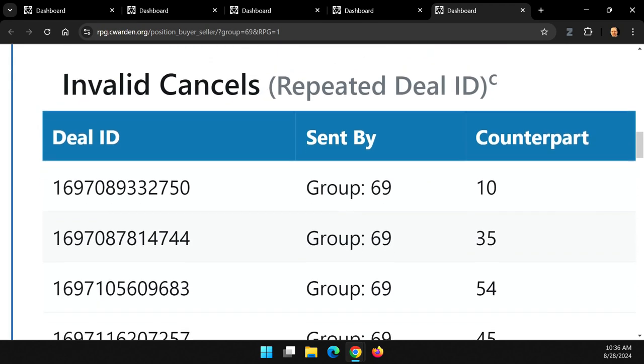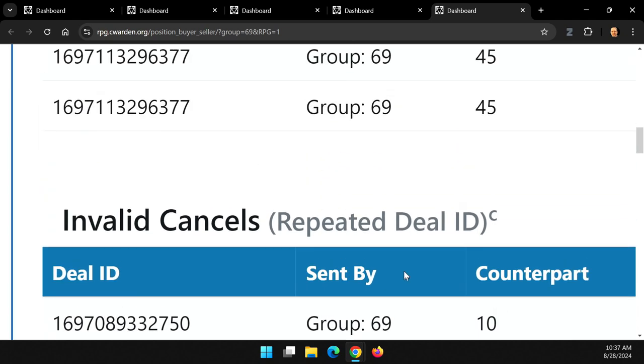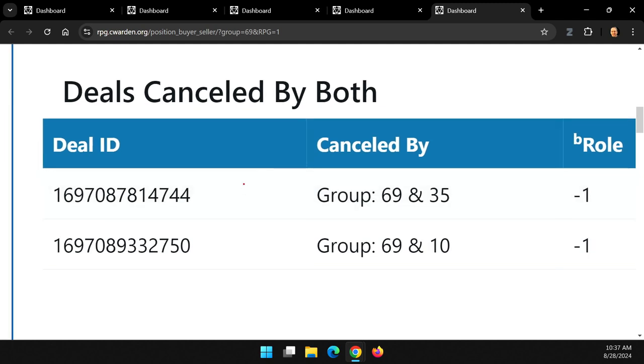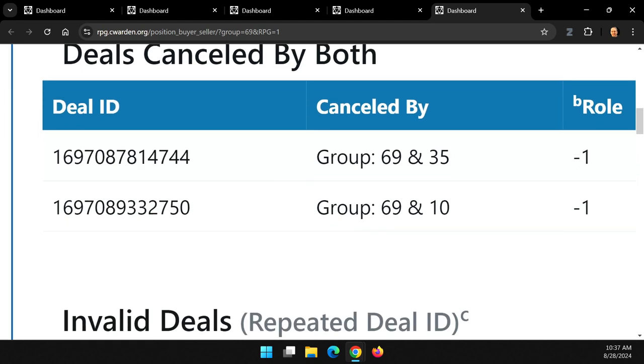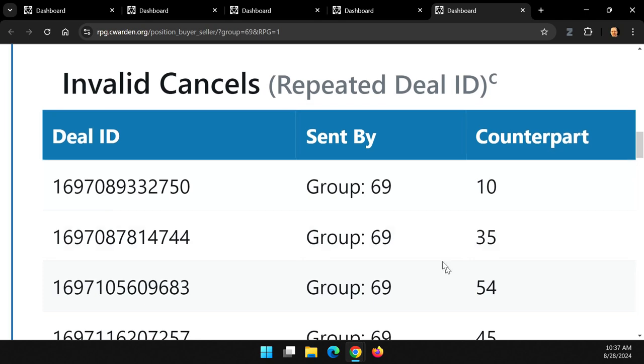If we look at this first number here, 750, we can see that it's sent by group 69, and the counterpart is 10. Okay, so 750 is the key here. And if we come up, we also see that 750 actually was canceled, right? So this deal was already canceled. But what happened? The teams, or one of the groups, or both of the groups sent it again, and there it becomes an invalid cancel. It's repeating.